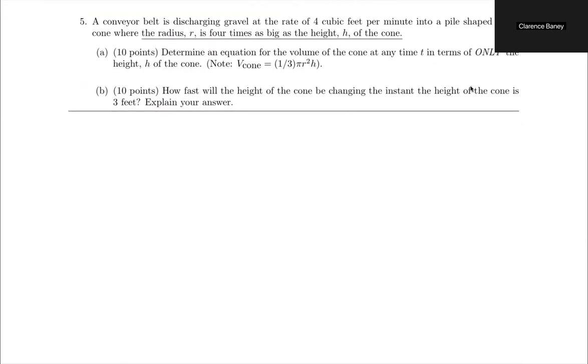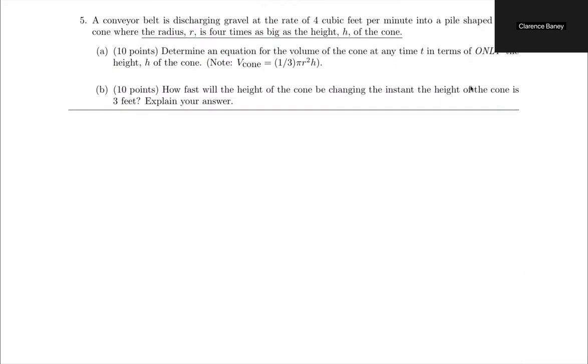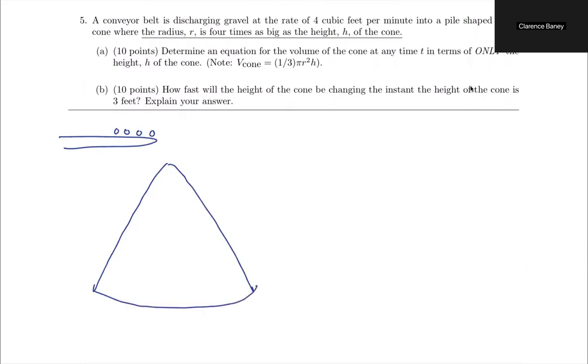So a few things to keep in mind. Drawing a picture is often a nice idea. For example, if I have gravel falling, first of all, the cone is not going to be point down. The way that this cone is going to look is it's going to form a mound like this. And so the cone will look like this. The radius is measured from the bottom here, and then the height is measured from the center to the top.